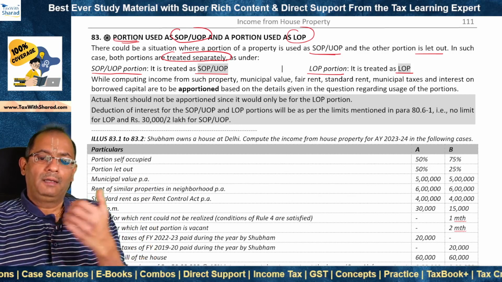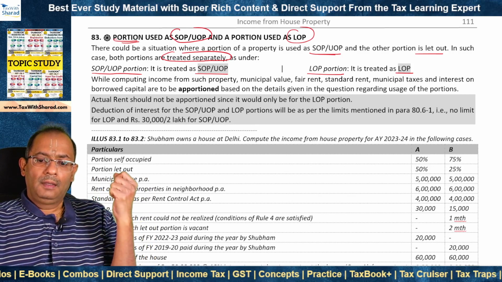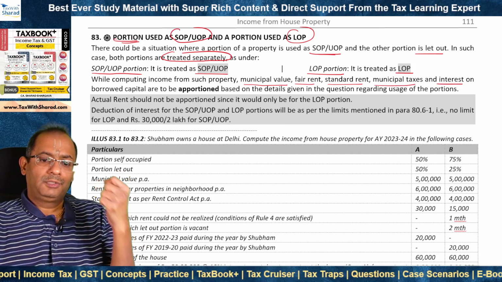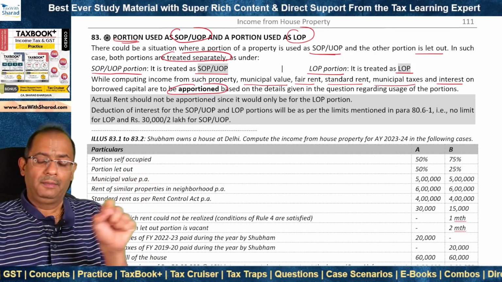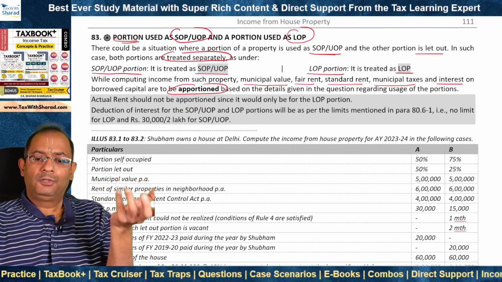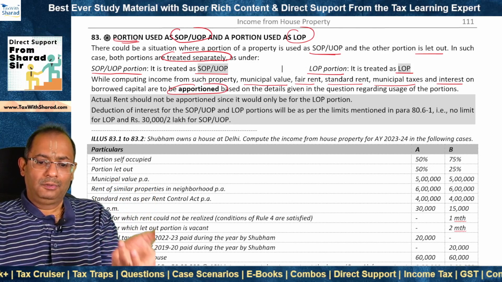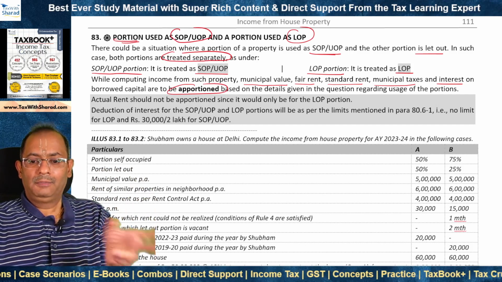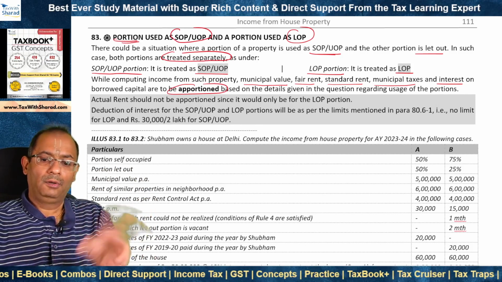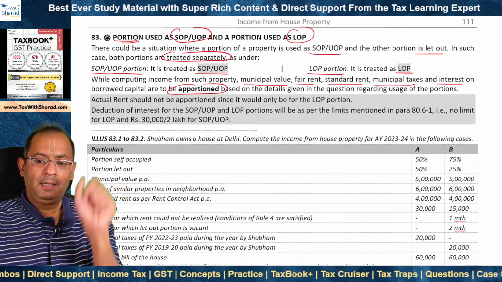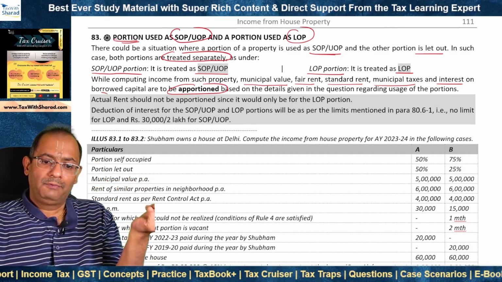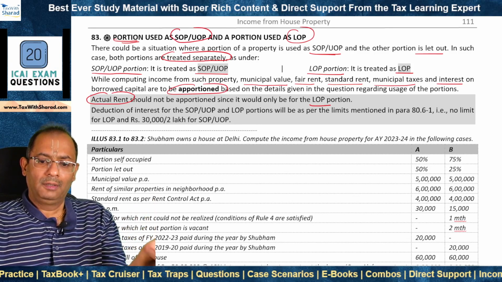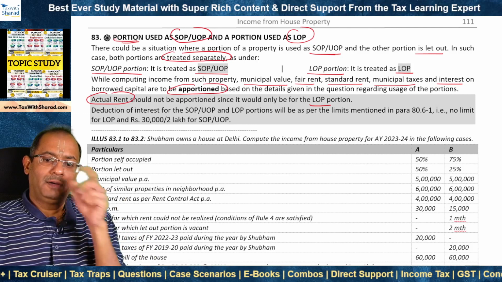Now, while computing income from such property, municipal value, fair rent, standard rent, municipal taxes, and interest on borrowed capital are to be apportioned, and apportionment will be based on the facts as given in the question. So the question can say that 60% portion is self-occupied while 40% has been let out. So the ratio will be 60 to 40, and accordingly you will apportion these figures for making the computation. But of course, as far as the actual rent is concerned, you will definitely not apportion that because it is only for the LOP portion, right? You cannot attribute the actual rent to the SOP portion.